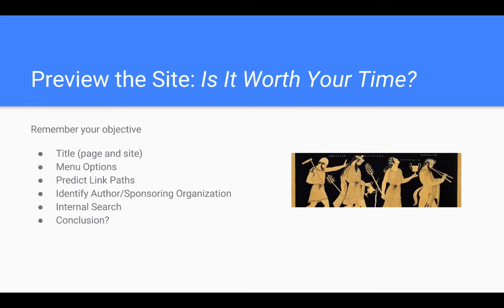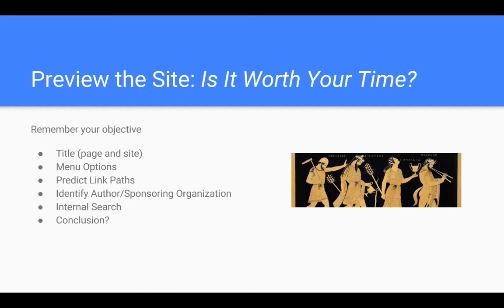So next, once you have decided whether you want to use the mobile sites or the desktop sites, the next thing you need to do is actually look at what is on the site. And in order to do that, you need to first remember what's your objective. Why are you doing research?